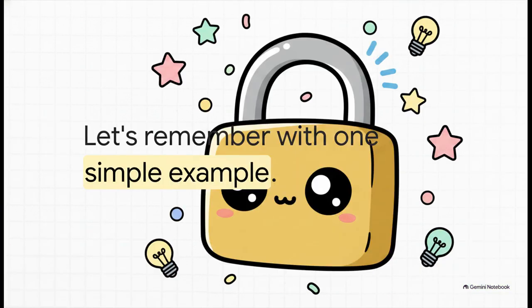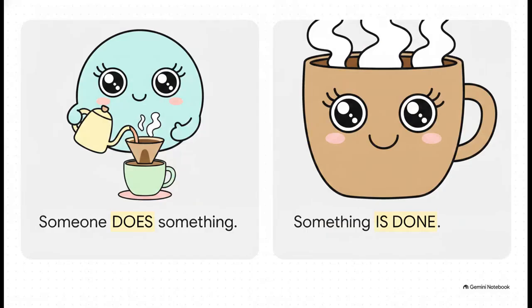Okay, before we wrap up this explainer, let's lock all of this in with one final, super simple rule of thumb so you never forget the difference. It comes down to this core logic. Active means someone does something. People make coffee in Brazil. Passive means something is done. Coffee is made in Brazil. It's just that elegant shift from the act of doing to the state of being done.